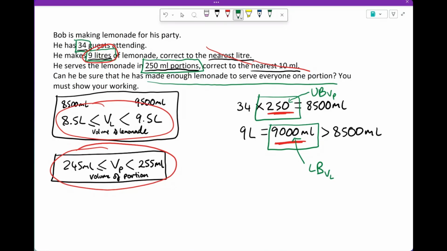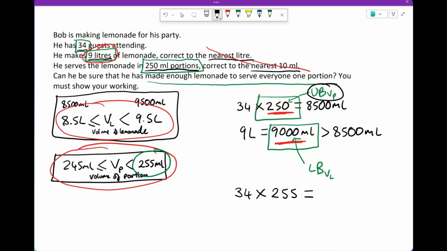And using those values are going to help us check whether he has enough lemonade to serve everyone, even in that worst case scenario. So let's substitute those values in. So instead of doing 34 times 250, I'm going to do 34 multiplied by, and we want the upper bound of the portion size. So that is going to be the 255 milliliters over here.